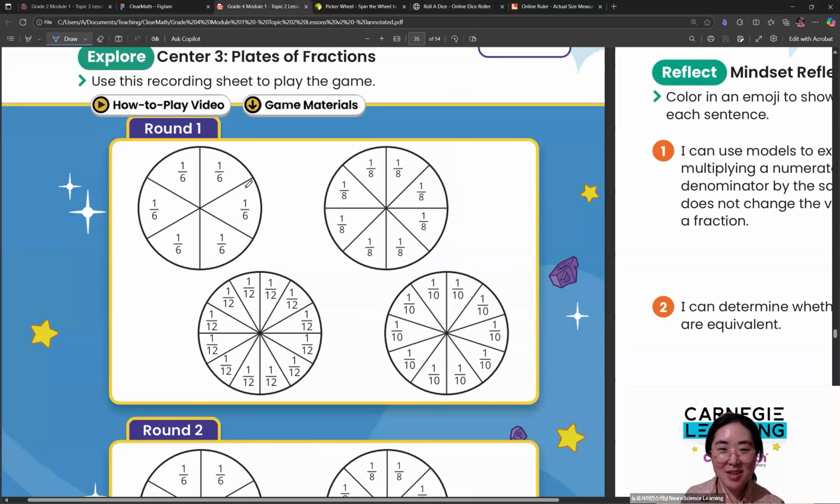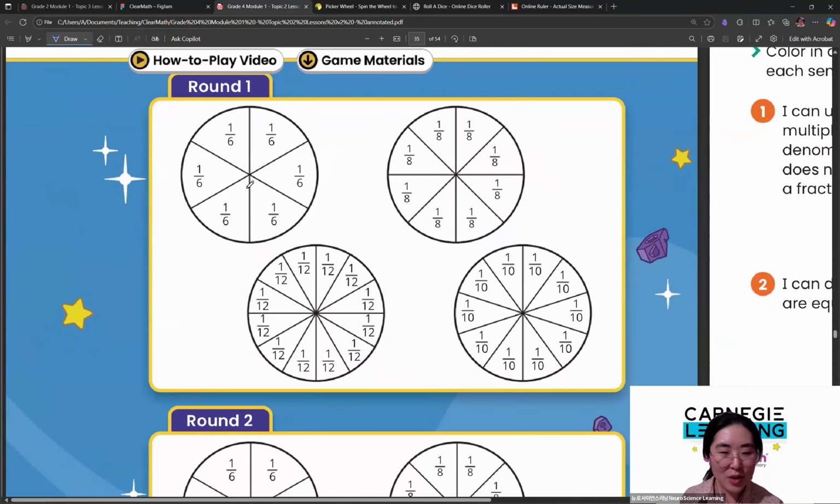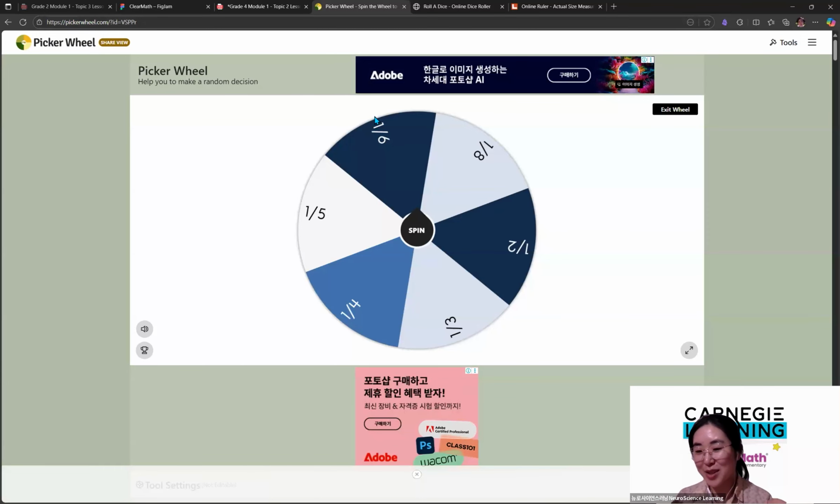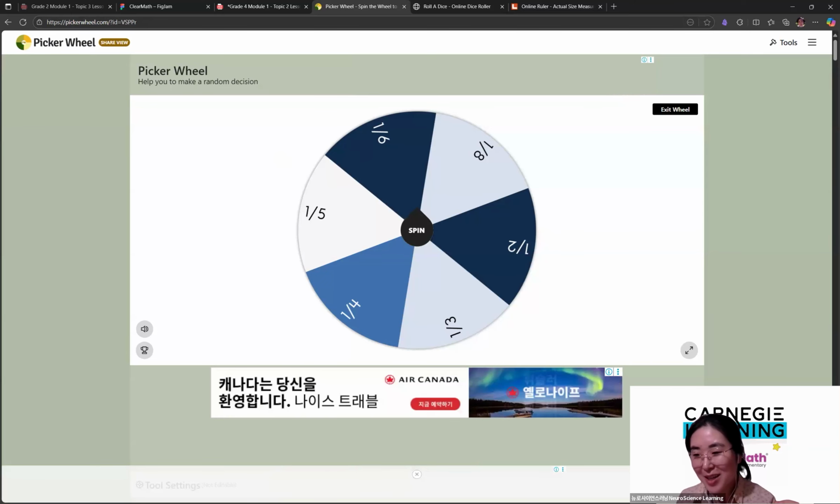So look at this. Look at all these wheels. Look at these 4 wheels. So we got 1/6, right? And we have to shade 4 times. So that means we shade here. We shade this fraction 4 times. And our goal is to color in all the wheels as fast as you can. All right? Okay. So we'll take turns. I know it's online, so we can't actually physically spin these.